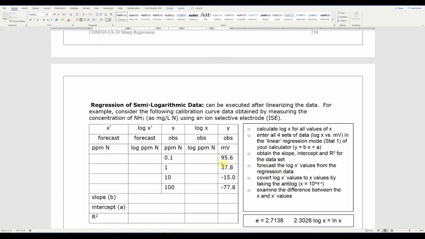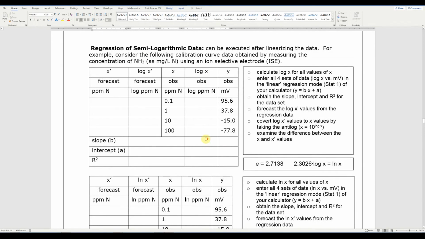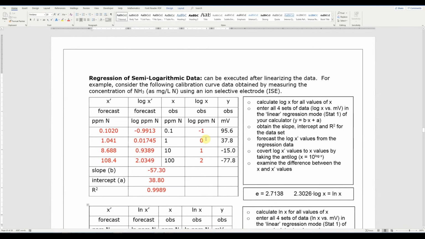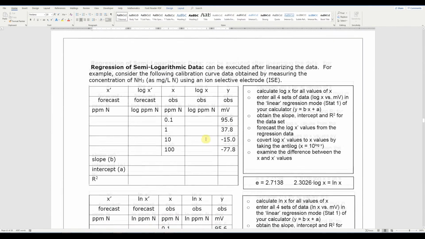On page 239, there's an exercise for you to do regression on some non-linear data. This data happens to be semi-logarithmic. And there are 3 cases here. And the answers are on page 240. So you can do this on your calculator and check the answers on page 240, but let me explain it on the spreadsheet.